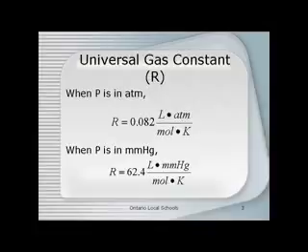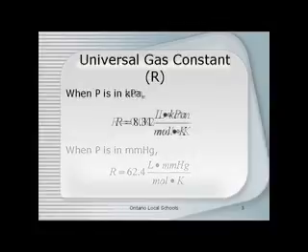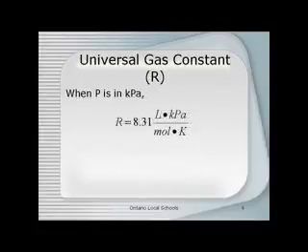When pressure is in atmospheres, the value of R is 0.082 liters times atmospheres over a mole times a Kelvin. When the pressure is in millimeters of mercury or torr, R is going to be 62.4 liters times millimeter of mercury per mole times a Kelvin. We have one more that we'll express on the next slide. When the pressure is expressed in kilopascals, then the value of R is 8.31 liters times a kilopascal per mole times a Kelvin.